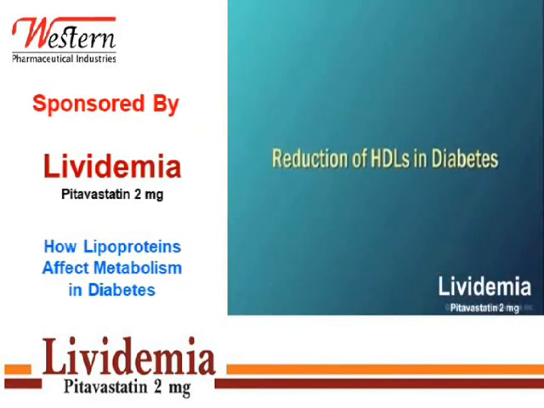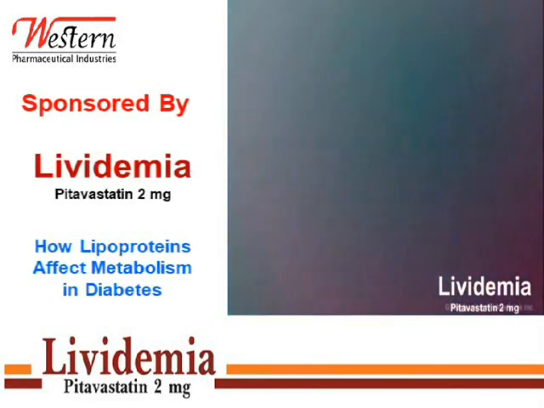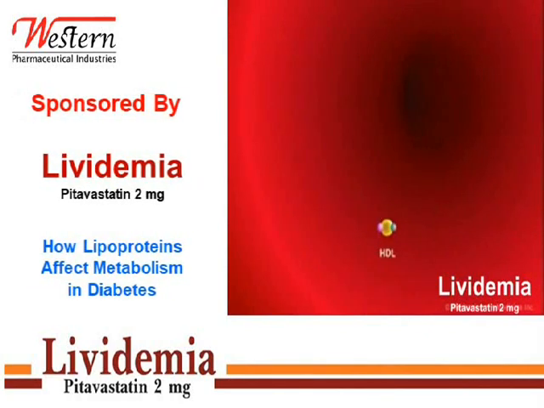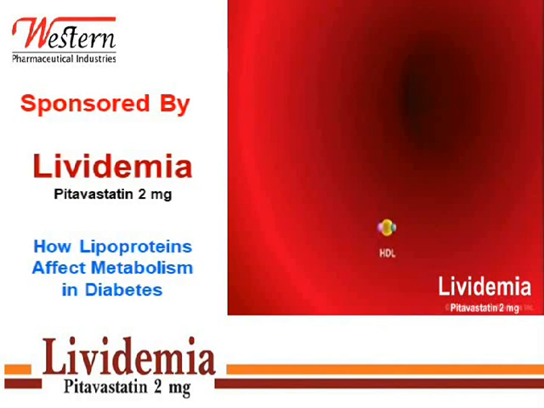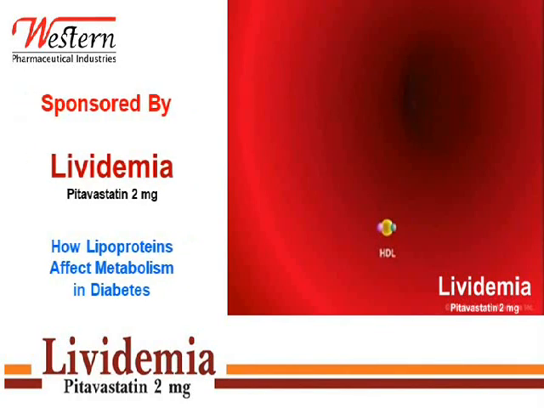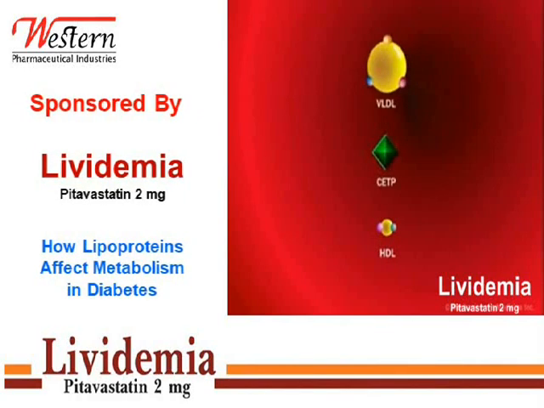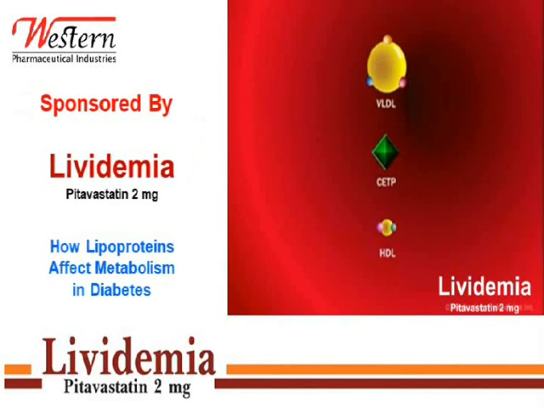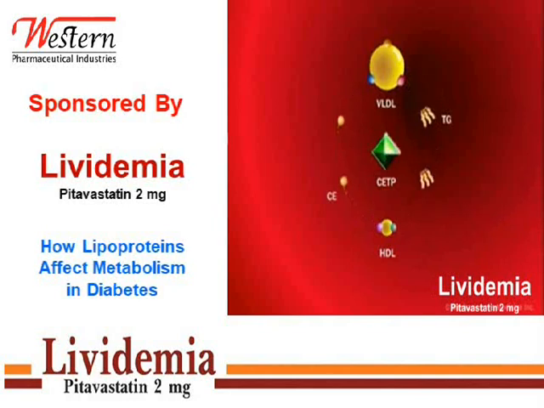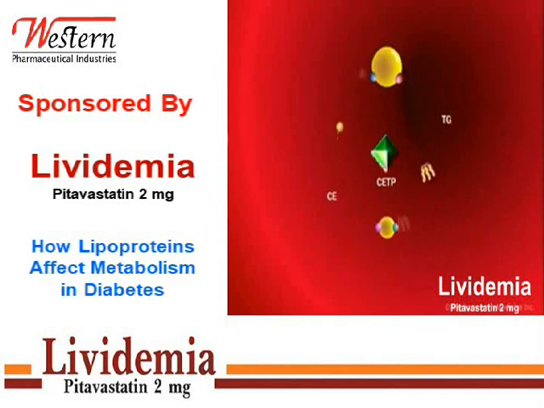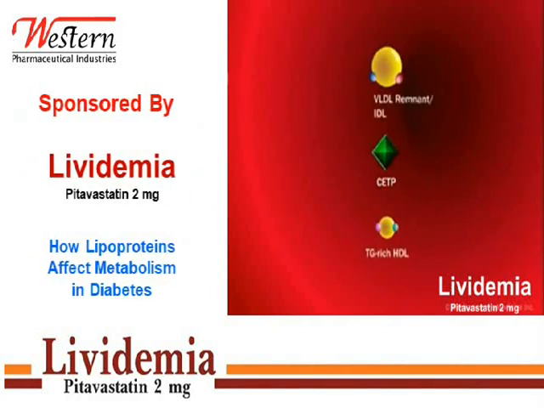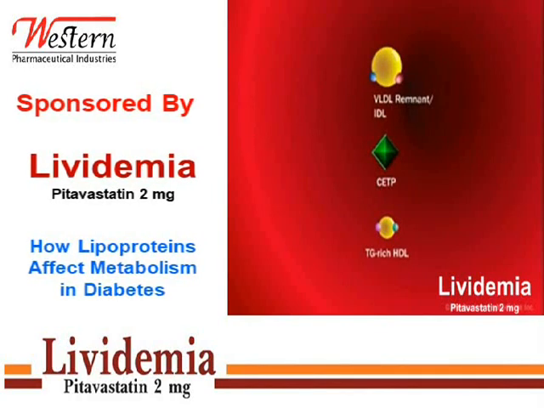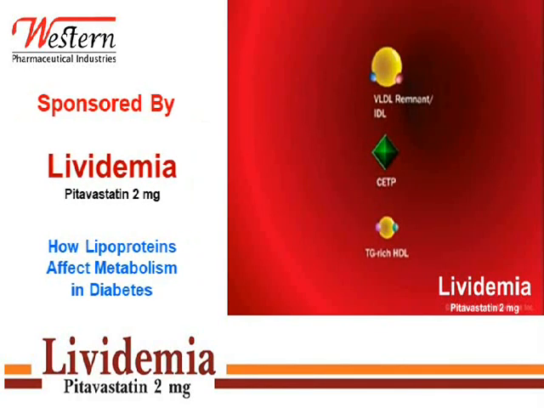Reduction of HDLs in diabetes. In diabetes, high-density lipoprotein HDL levels are also reduced. HDL particles exchange cholesterol esters for triglycerides of ApoB-containing lipoproteins through the action of a cholesterol ester transfer protein. This results in the formation of triglyceride-enriched HDL particles. This is similar to what we saw happen earlier to the LDL particles.